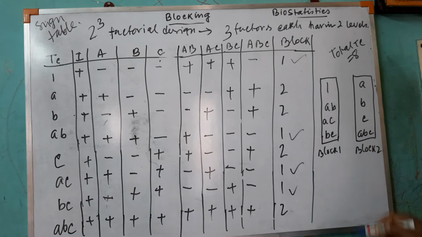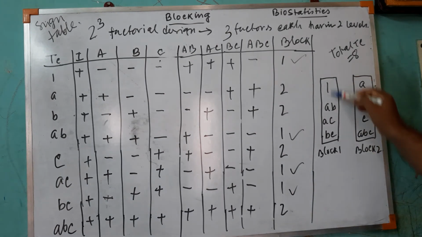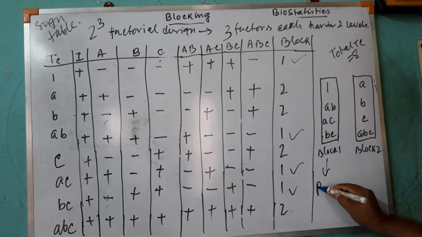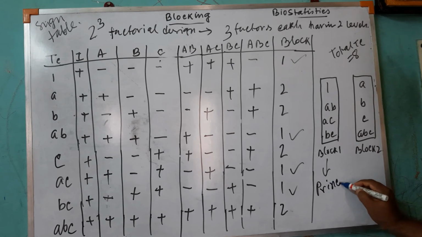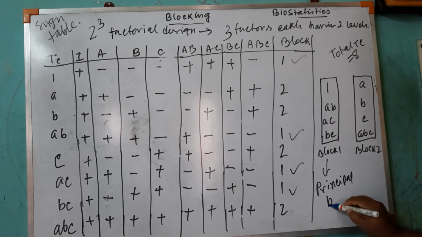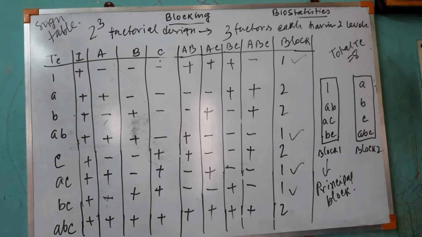So now what is the principal block? What I told? This is the principal block. This is known as principal block. Why principal block? Because 1 is there. If the treatment combination 1 is contained in a block, that block is known as principal block.